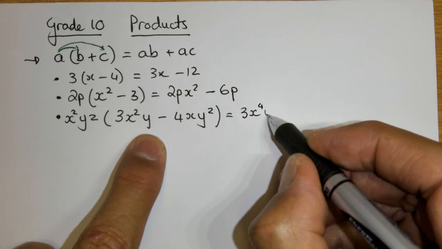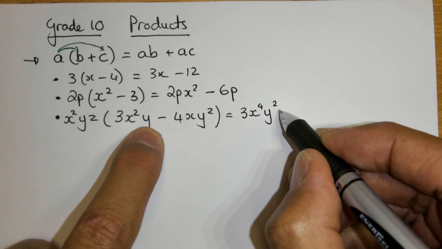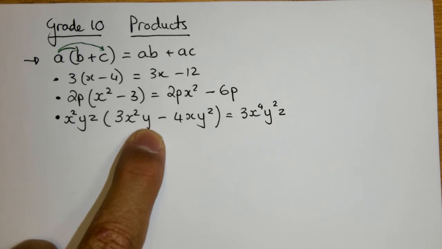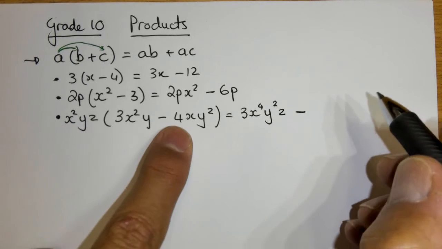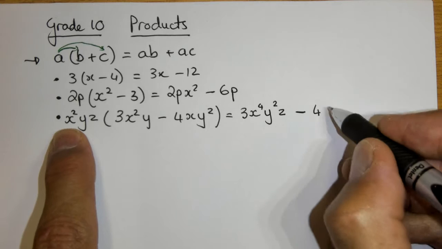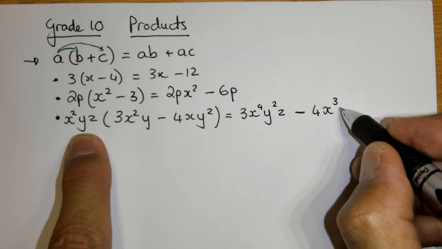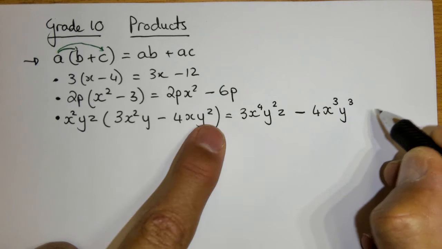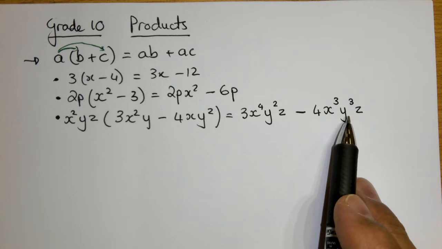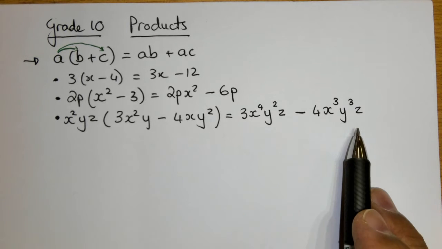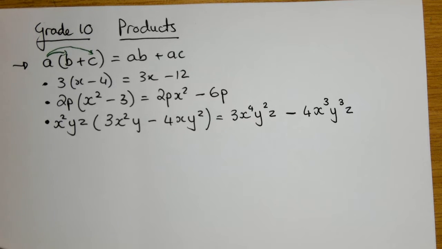y times y is y squared, and z times, there's a 1 at the end, you can see that will be z. Then minus, there's a 1 in front, so I get minus 4, that x multiplies with this x to get x cubed. The y squared multiplies with a y to get y cubed, and then z just tags along. There's nothing that I can clean up here. In other words, there are no like terms in this expression at the end, so that's where it stays.